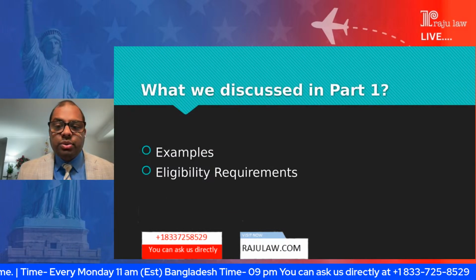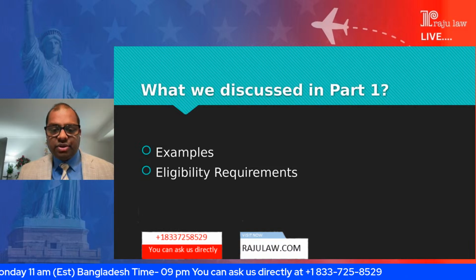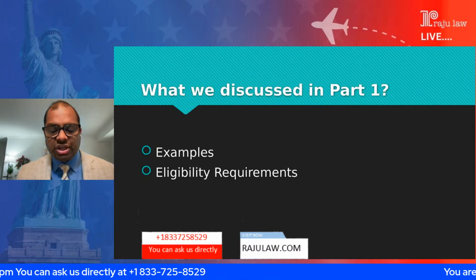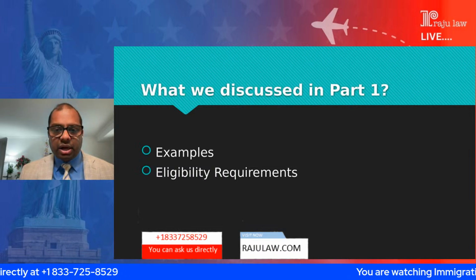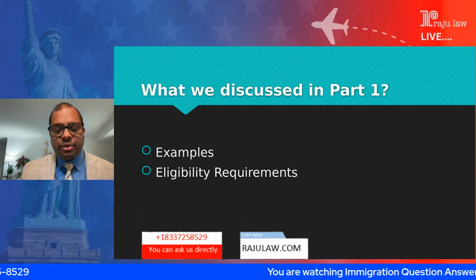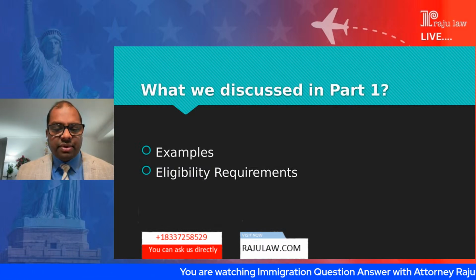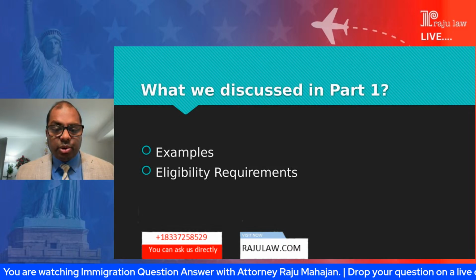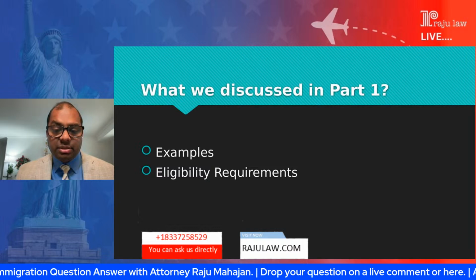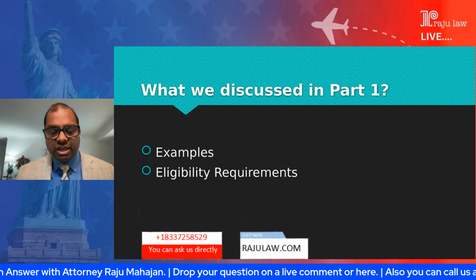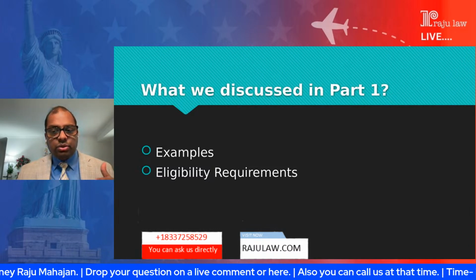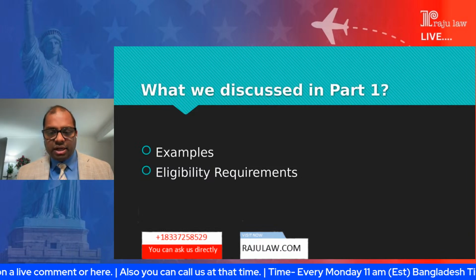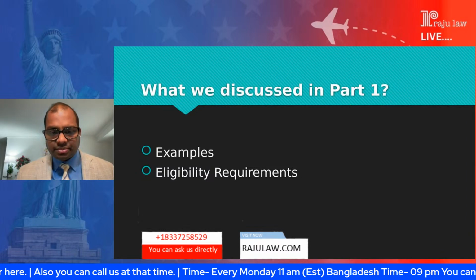All right. So what we discussed in part 1 in the previous session is what is porting and what is retaining a priority date. We gave 6 examples. Those examples are self-explanatory, but if any of you have any question, you can always reach out to us. We'll explain more. And also, what were the eligibility requirements for porting or retaining a priority date? Those were the topics for our previous video. Now we're going to the next slide for today's video.